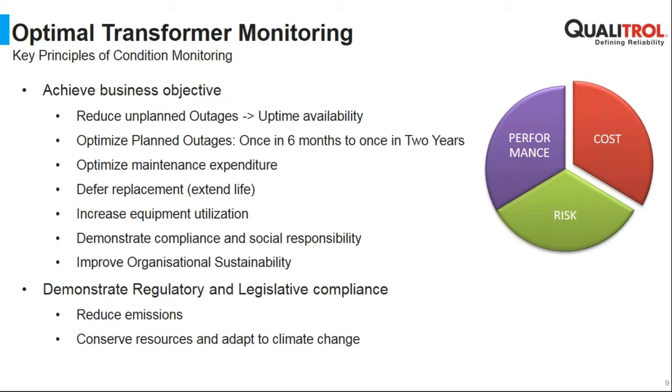And what are the business objectives? The business objectives are reducing unplanned outage and downtime activity, and optimizing planned outage. For example, moving from planned outage 6 months in a year to planned outage once in 2 years. Similarly, optimizing maintenance expenditure, deferring replacement cost, increasing equipment utilization, demonstrating compliance and social responsibility, and improving organizational sustainability. So these are the key business objectives the condition monitoring process should meet.